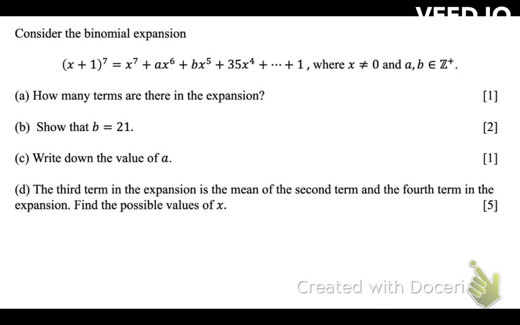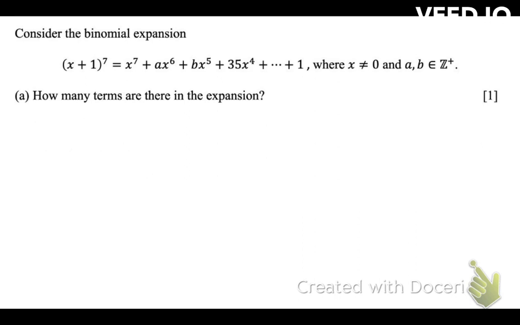The first question is, how many terms are there in the expansion? Well, it turns out that in any binomial expansion, the number of terms is always one more than the value of n, or the degree of our binomial. So here, our n value is 7, meaning that there are 8 terms in our binomial. So that is just simply an accuracy point. So part B is a show that question.